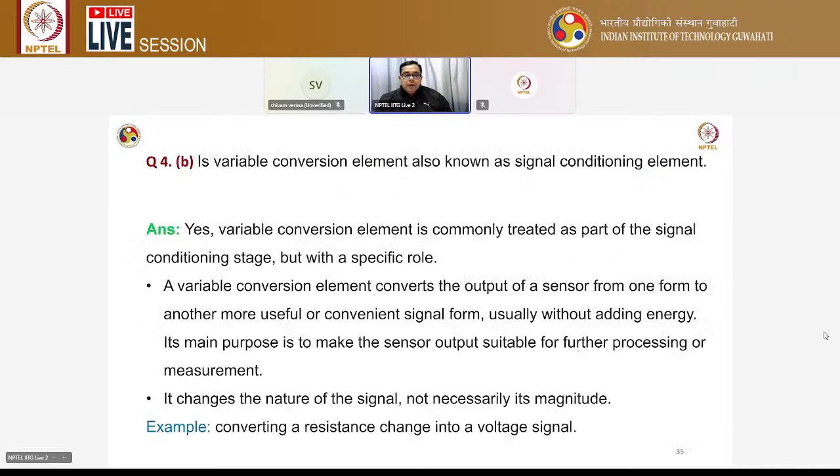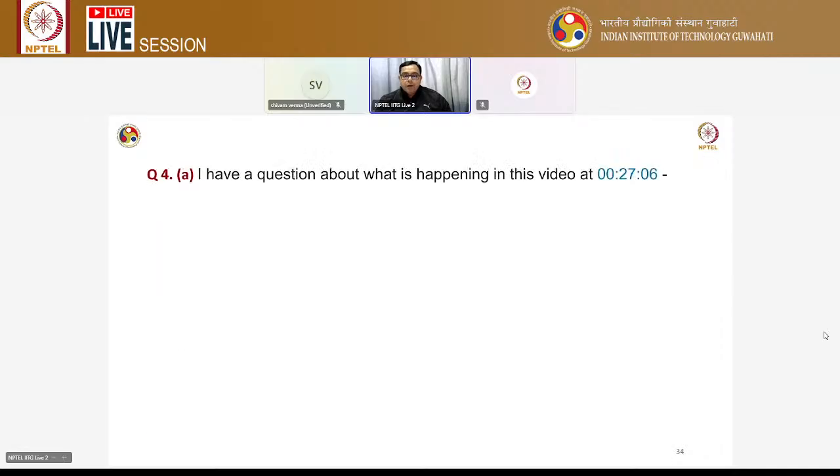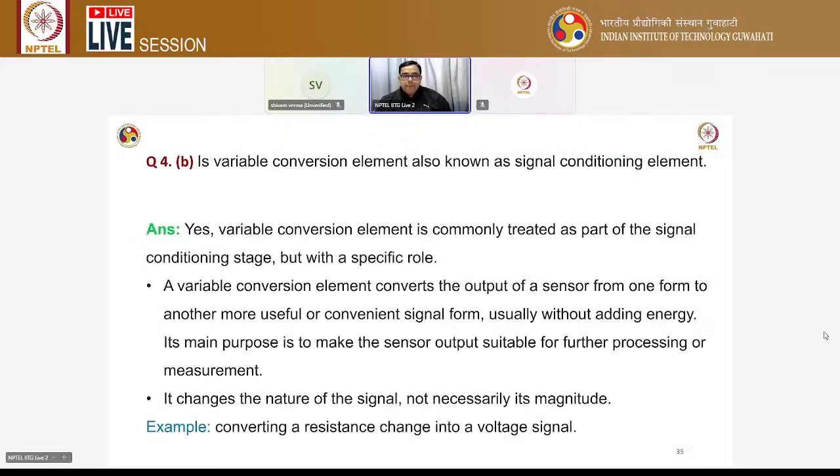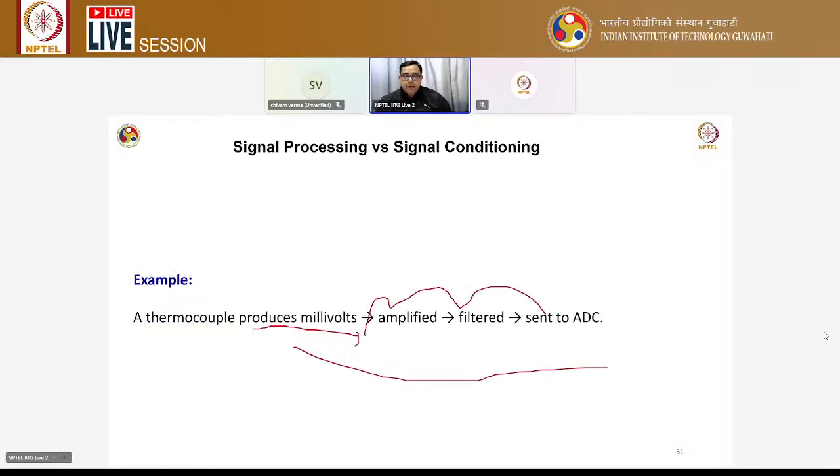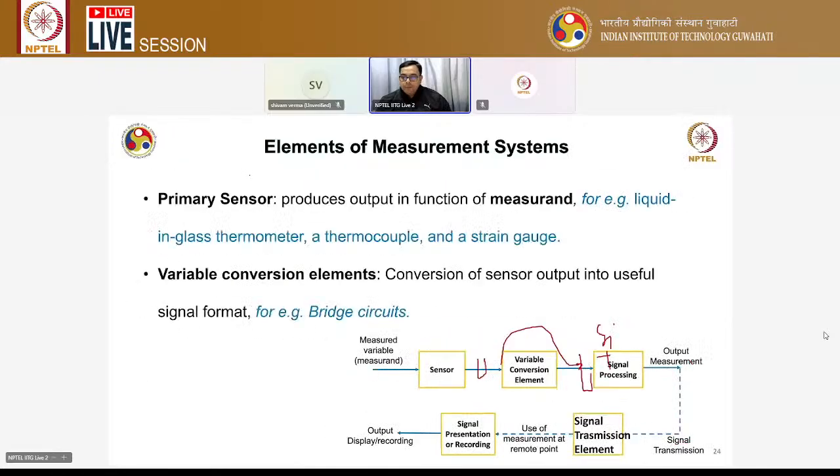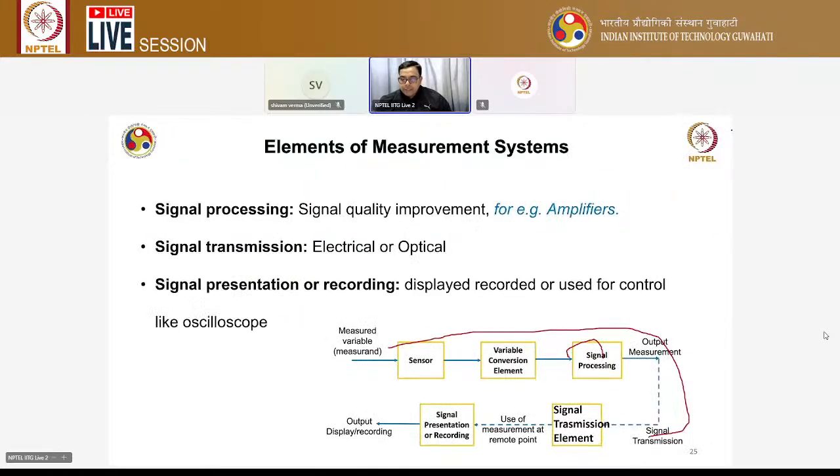Now, there is another question which is linked with the previous one: a variable conversion element is also known as a signal conditioning element. Is it true or not? This was the question in 4A also. 4A and 4B are posted together. So for those who could not follow, the student is basically talking about this variable conversion element, right, that I have shown as a part of our measurement system.